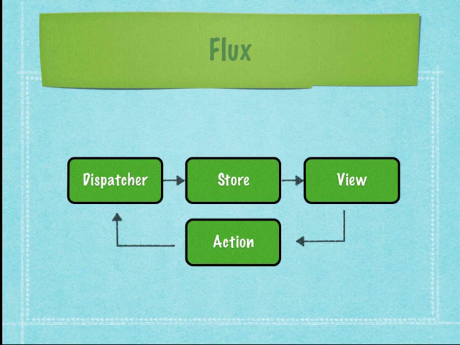So let me just give a quick recap of what Flux looks like. This is the typical diagram that is used for explaining Flux. So basically, you have your view, and from view you fire actions in response of user events. And these actions find their way to a dispatcher, which is a single thing in your application that is a publish-subscribe mechanism, and floods all your application with these actions.